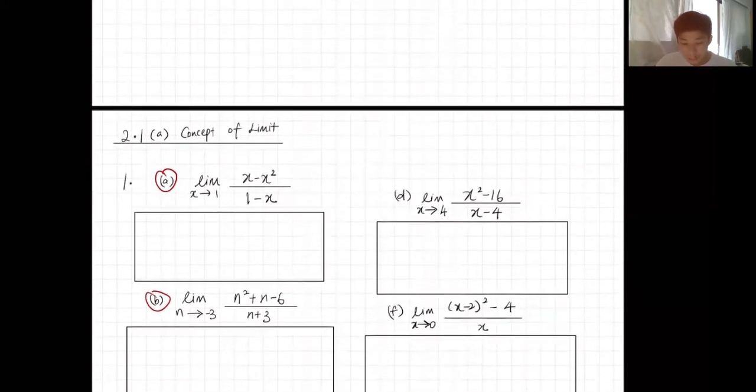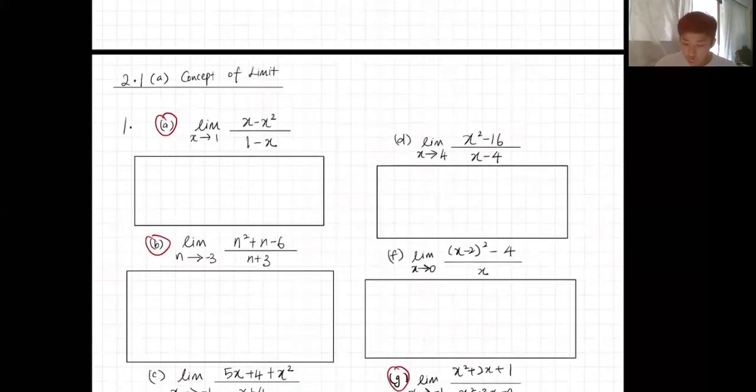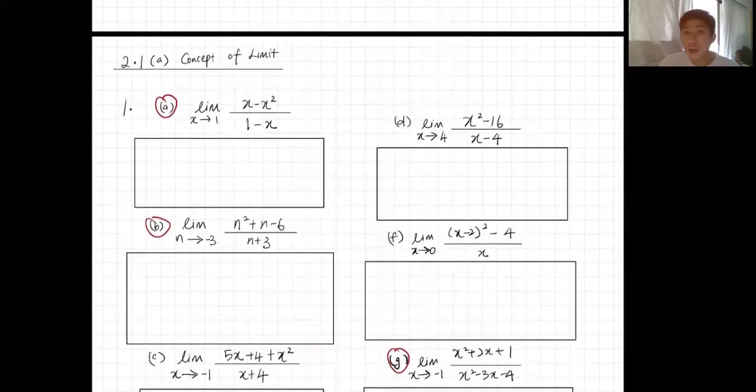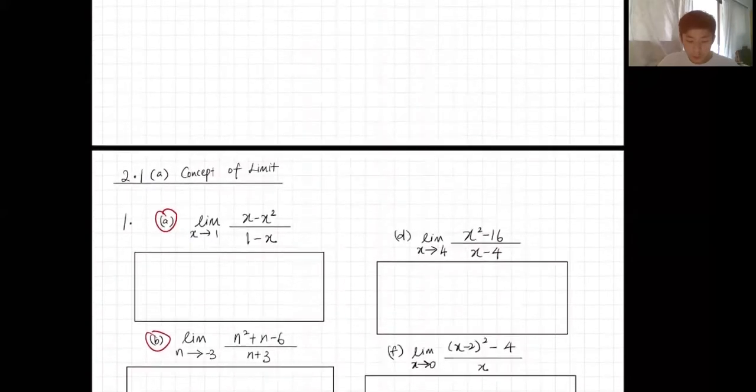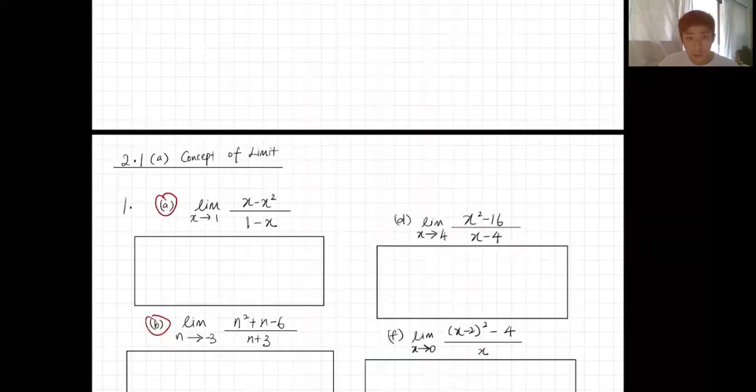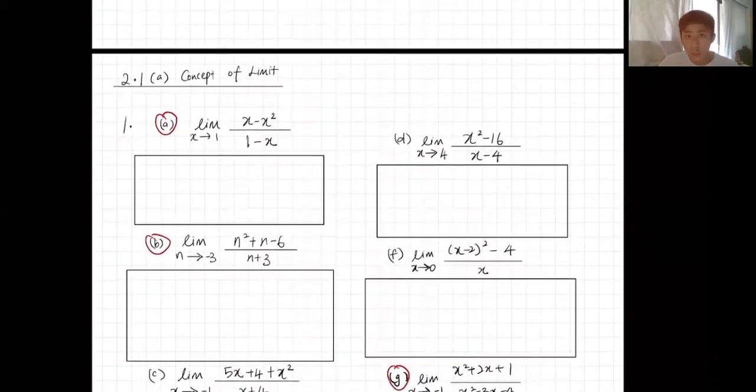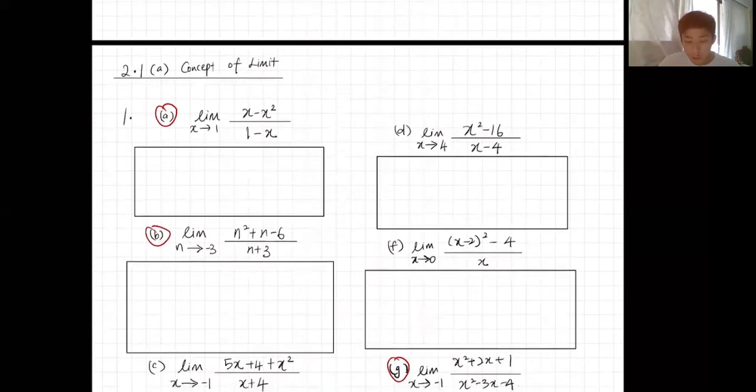So I divided the chapter into a few parts. I divide them not necessarily based on the syllabus, but I will cover everything in the syllabus, that's for sure. I might arrange them according to how I would like you to learn, which I think is most beneficial to you. So first of all, I'll do 2.1. In 2.1, we'll learn about the concept of limit.